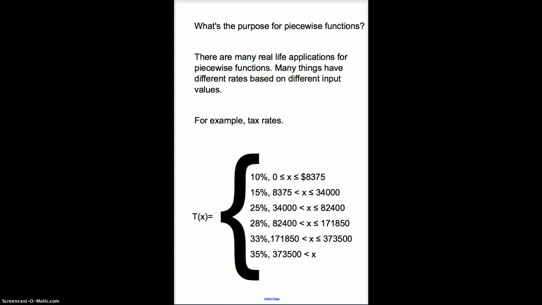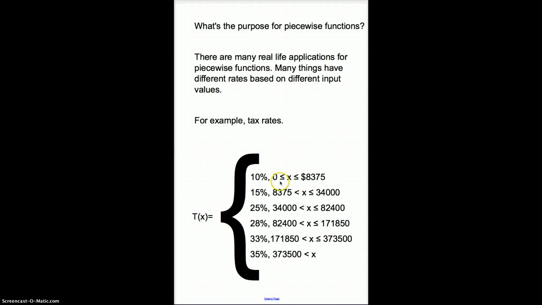Now, what's the purpose of piecewise functions? There are a lot of real-life examples for why we would use piecewise functions. Many things have different rates based on different input values. Cell phones used to have different rates based on the number of minutes you use, but most people just use unlimited minutes right now. Or unlimited data plans or unlimited texting. But when cell phones first came out, if you were going to use between 0 and 1,000 minutes, then you were charged this rate, or over 1,000 minutes, you were charged a different rate. So that's kind of obsolete right now, but tax rates are very different based on how much money you make.